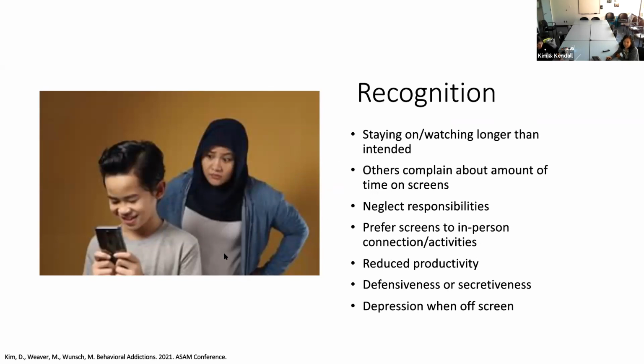And so, recognizing that, having others complain about the amount of time we're on screens, neglecting our own responsibilities, having a preference for screens instead of those in-person connections and activities that Kendall was talking about earlier, reduced productivity, getting defensive or being secretive about the amount of time you spend on your screen, and then depression when you're off the screen.